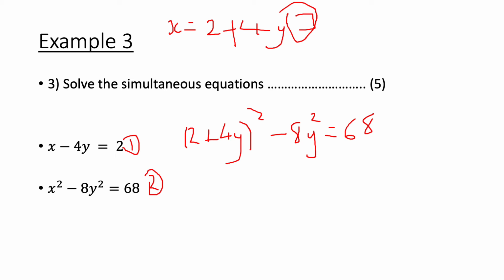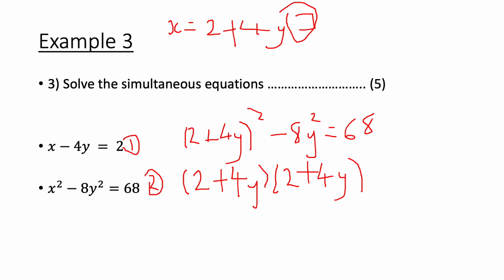Okay, so solving this, guys, I'm going to expand this bracket. I've not got much space actually. So I'm going to have 2 plus 4y times 2 plus 4y, and I'm going to have a subtract 8y squared there. And then I'm going to minus 68 here to make it a bit easier so we can simplify it in one go, is equal to 0. Remember that quadratic equations have to always equal 0, guys.